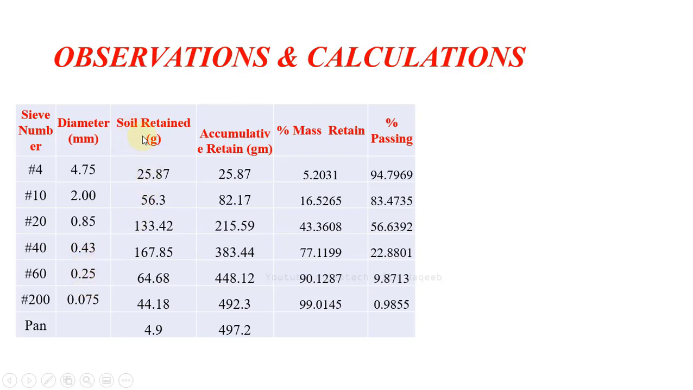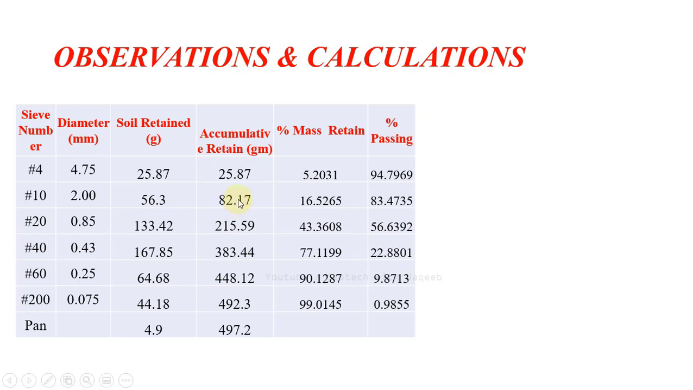Now you obtain the soil retained on each sieve. For example, the mass of soil retained on sieve number 4 is 25.87 grams, and on number 10 it is 56.3 grams, and so on. In the next column you have to obtain the cumulative retained mass. To obtain it, you put the first value here, then you add the previous value to the next value. Like you will add 25.87 and 56.3 and you will obtain 82.17. This is how you obtain the cumulative mass retained.